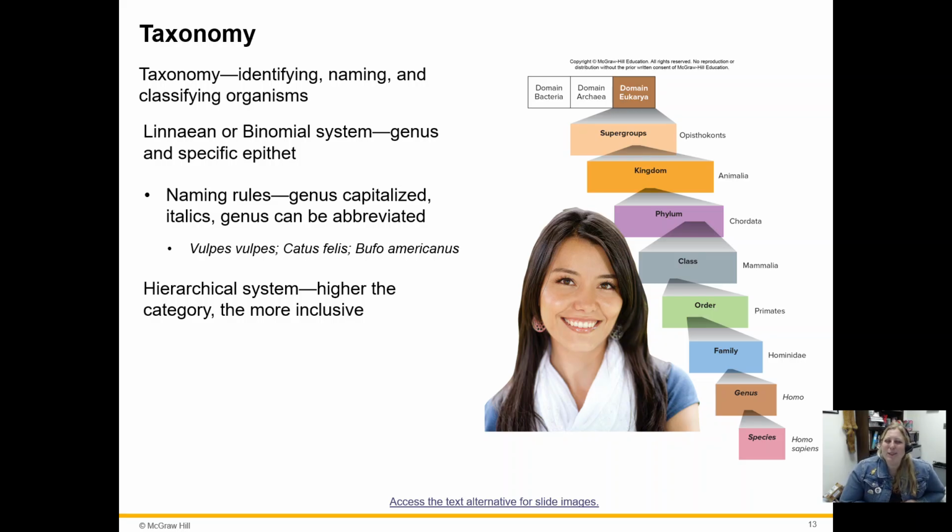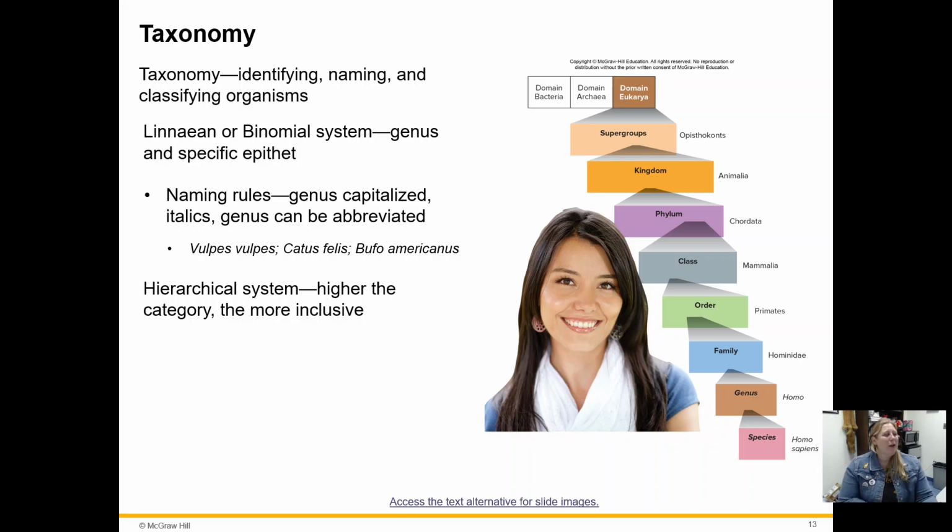Does anyone happen to know what Vulpes vulpes means? I told you Felis catus is the house cat, and Bufo americanus is the American toad. Vulpes vulpes is the red fox. It means fox in Latin.